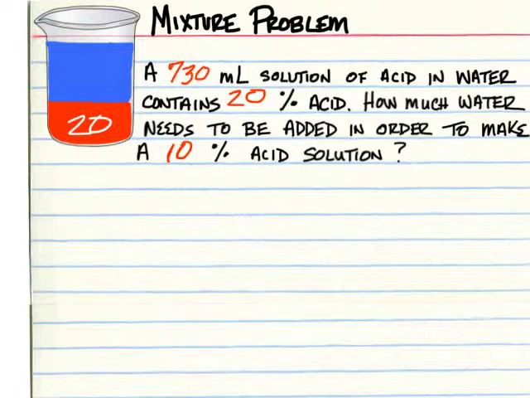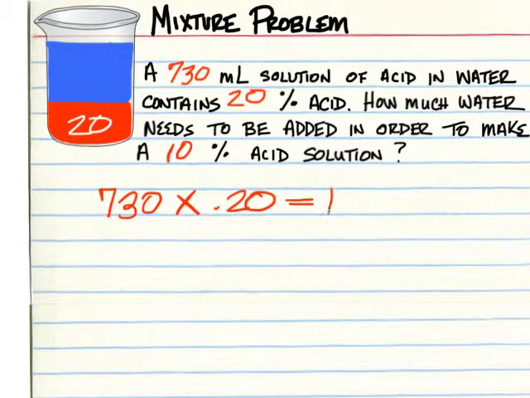To do that, you have a couple of steps to do. Here is the first one. First, if it's 20% acid, then you have to find out how much in milliliters of that 730 is 20%. So on your calculator, you would have to do 730 times 0.20, and 730 times 0.20 should be 146. So of that 730 milliliters, 146 milliliters of that will be acid.